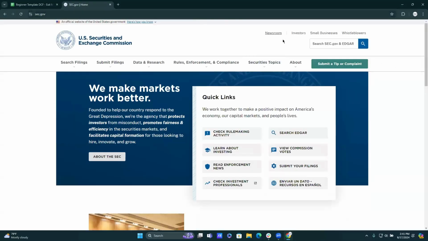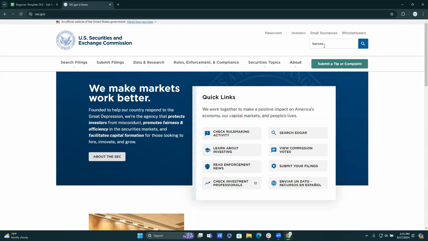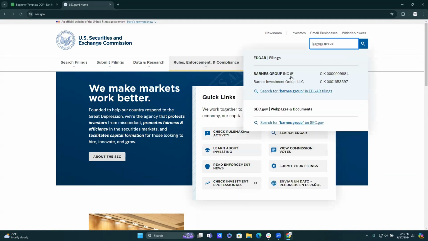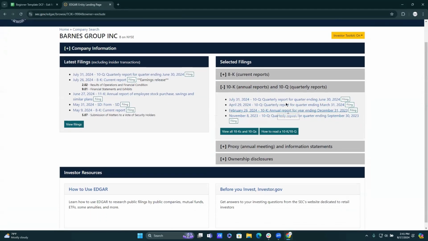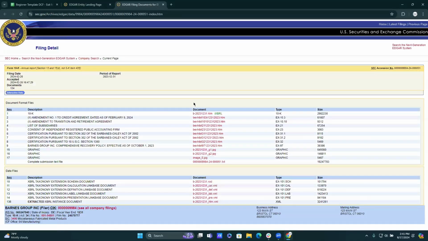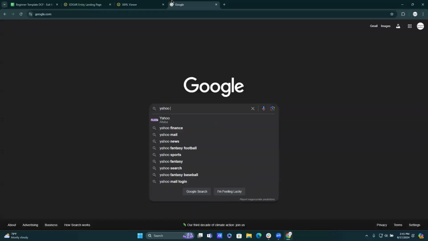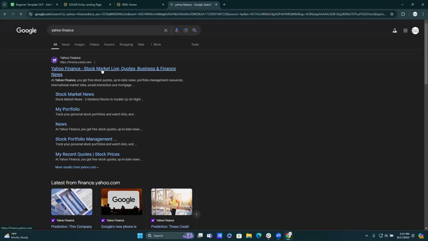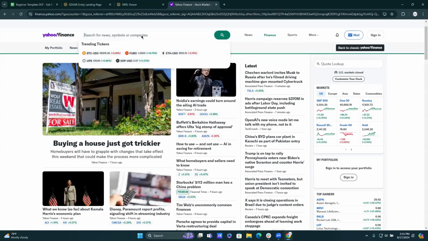We're going to go on to the SEC, the Securities and Exchange Commission. Remember that US-based companies have to report their 10Q and 10K forms, which are quarterly and annual reports, every quarter and year. They're required by the government to do that. So these are official financial statements. I'm also going to pull up Yahoo Finance, just so I have an understanding of what each number means.